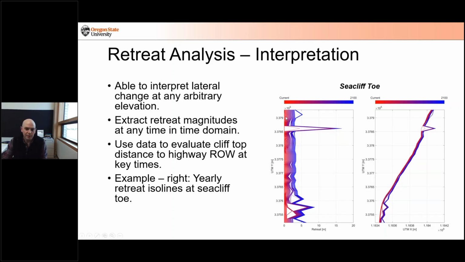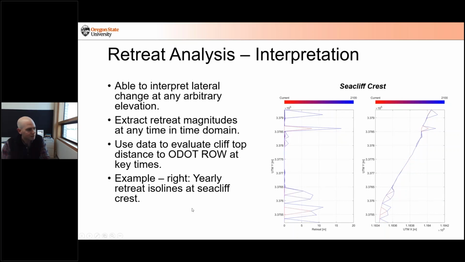So we can see that generally at the toe, it's pretty steady, mainly dominated by wave scour. However, there are stretches where there's big white jumps. Those represent larger failures, overhang failures, full cliff collapse. And we can see that it varies along the coastline itself, in some places affecting the highway, particularly here in the south.